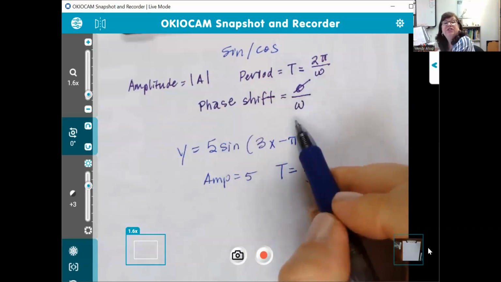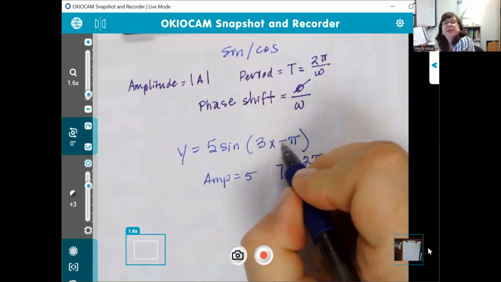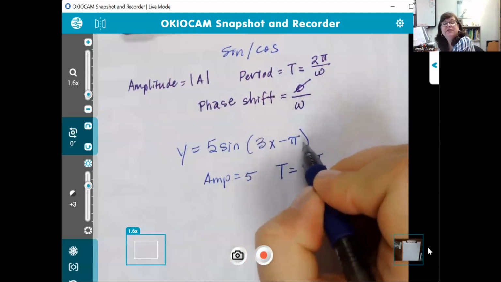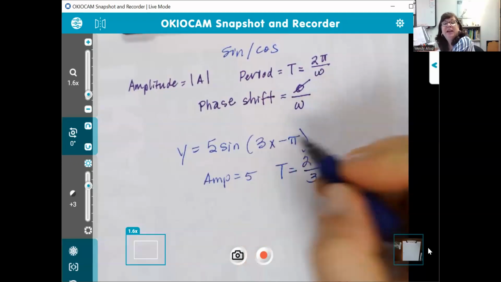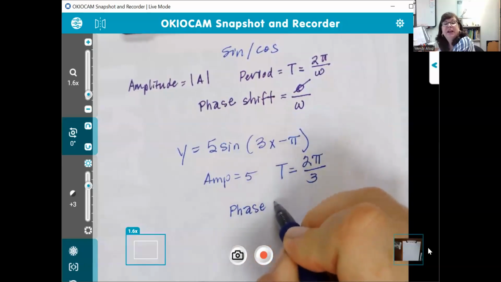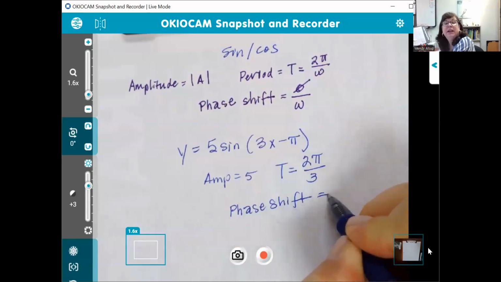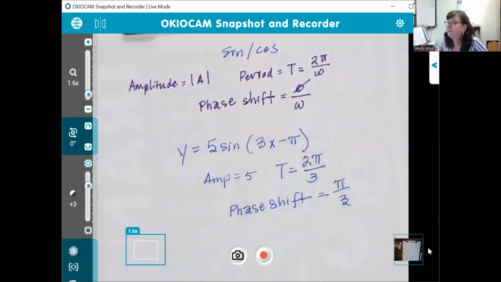And then my phase shift is going to be, this is our phi. So 3x minus whatever value you're adding or subtracting in the parentheses is your phi. I'm going to take my phi and divide it by my omega. So my phase shift, which is how much you're picking it up and moving it left or right, is going to be pi divided by 3. You can pause me and figure out yours.